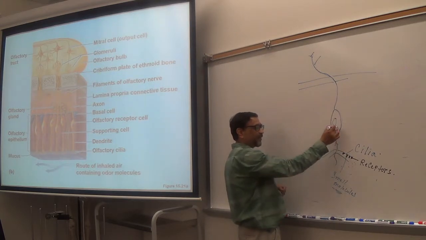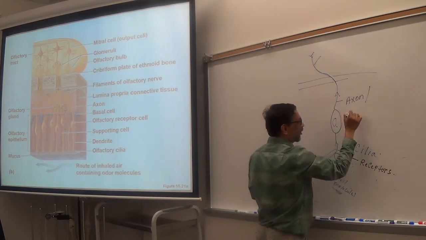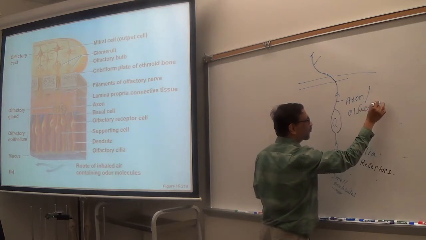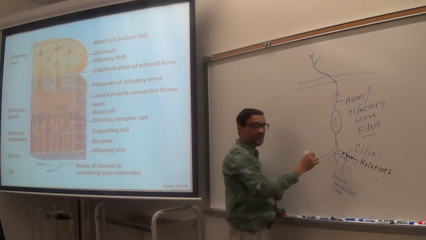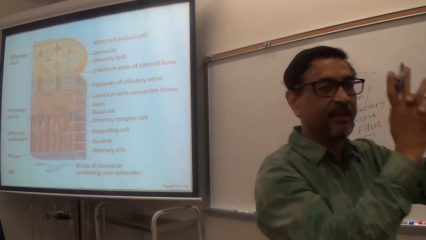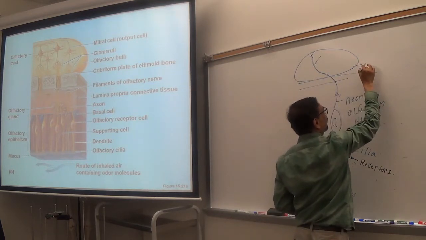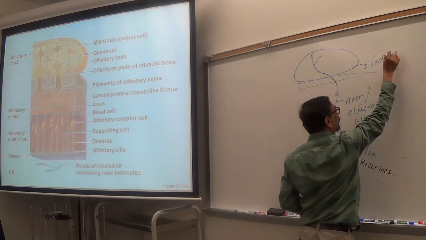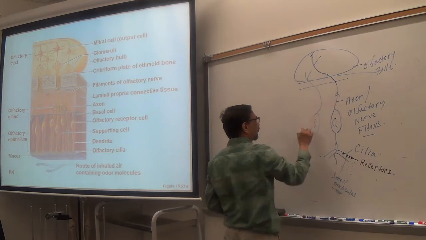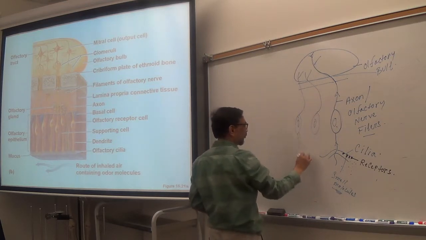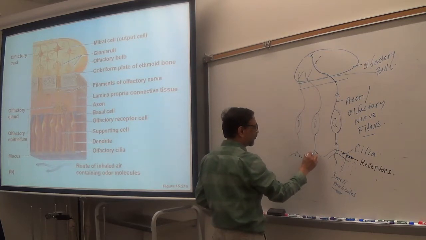We know that dendrites take the signal to the cell body, and the cell body sends the signal out through the axon. This is the axon, which is also called olfactory nerve fibers. Same thing. Olfactory nerve fibers are these axons. Is it clear? So they pass through the cribriform plate and enter into the olfactory bulb. So here you have the olfactory bulb. Receptors, same thing, cilia, receptors.